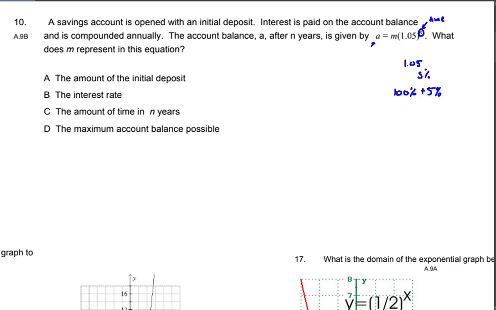The time, right? And the m is always going to be the thing that's multiplied times that growth rate raised to the power, and it's going to be your starting amount. So this is your initial amount or your starting amount. So in this case here, it would be the amount of the initial deposit, because he's opening the account with an initial deposit. And interest is paid on that annually. But anyway, this is the amount that we're looking for. The interest rate, by the way, would be this 1.05, right? The amount of time in n years would be the time here, n, and the maximum account balance possible. There is no maximum account. This is going to grow on forever. It's actually going to get very big over time very quickly later on.